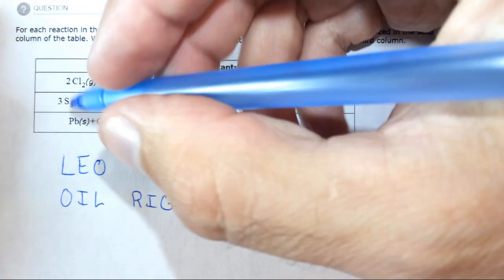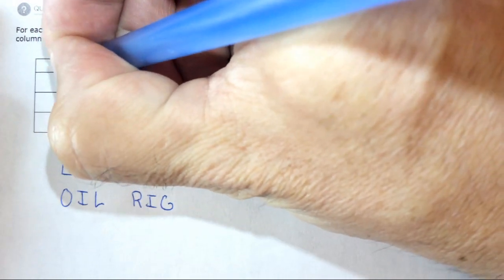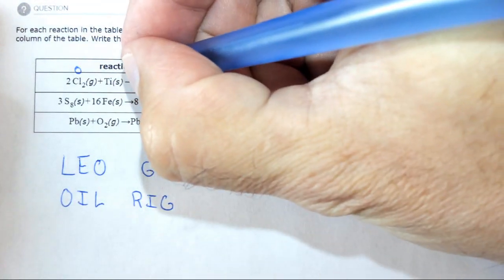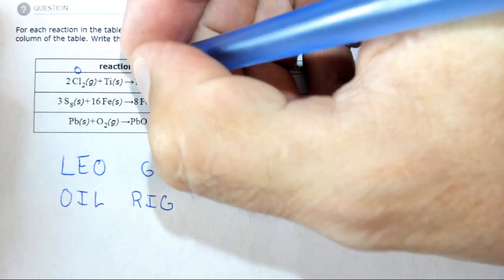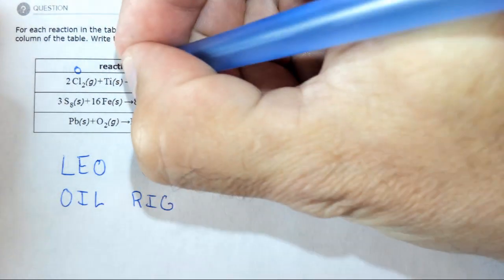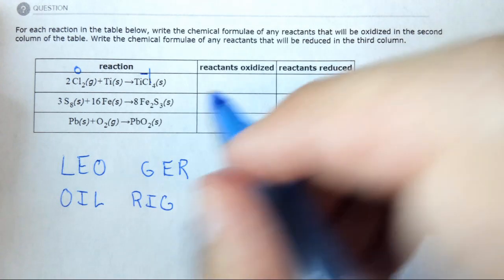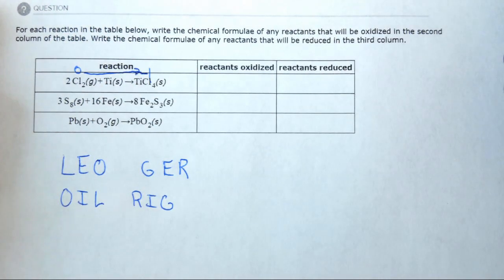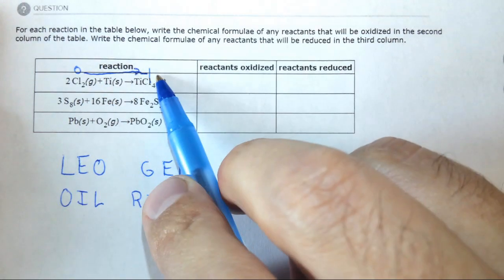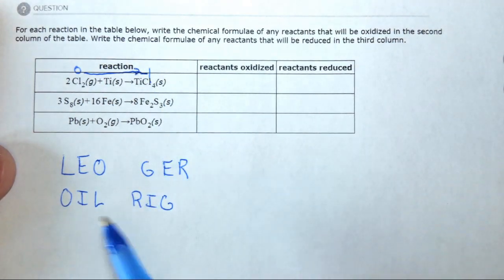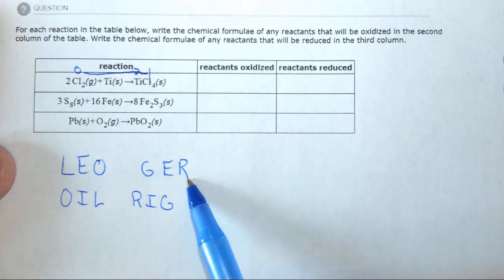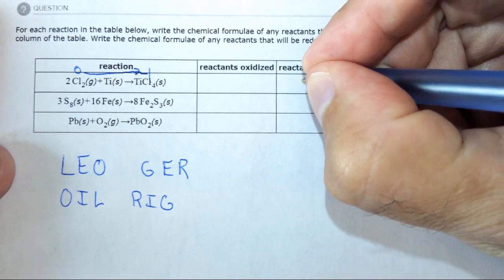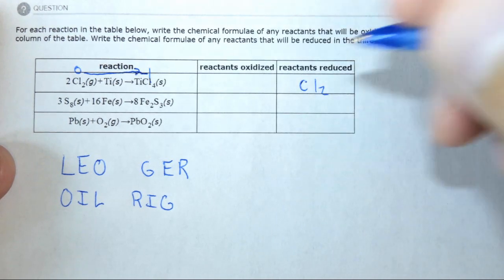So here we have Cl2, it's elemental, so its oxidation state is 0. And over here, chloride is negatively charged, so its oxidation state of the monoatomic ion is -1. So chlorine went from 0 to -1. It gained electrons. Gaining electrons is reduction. So the reactant that is reduced is Cl2.